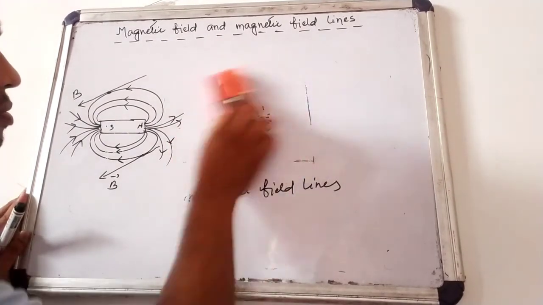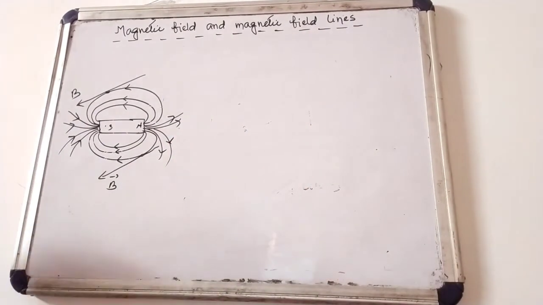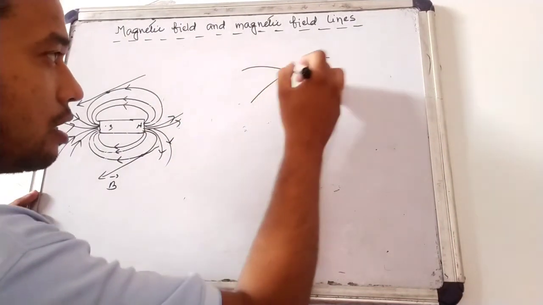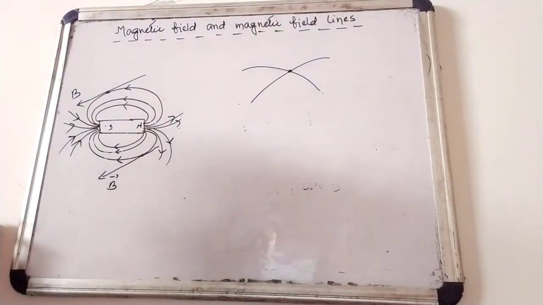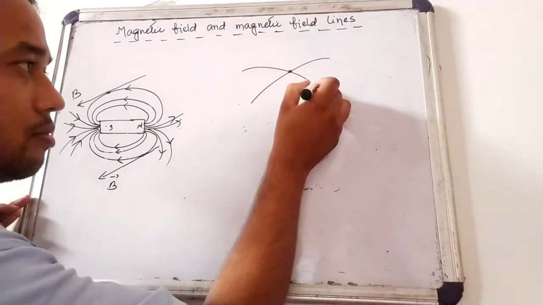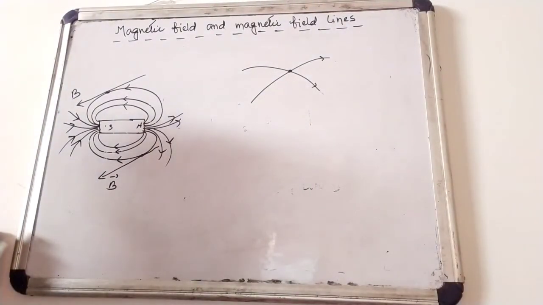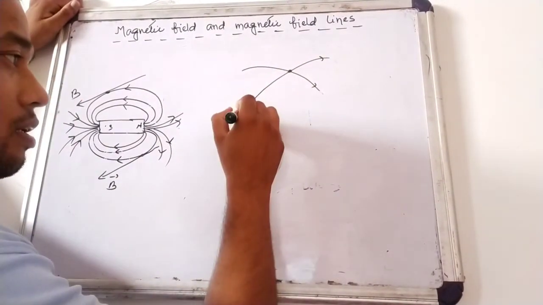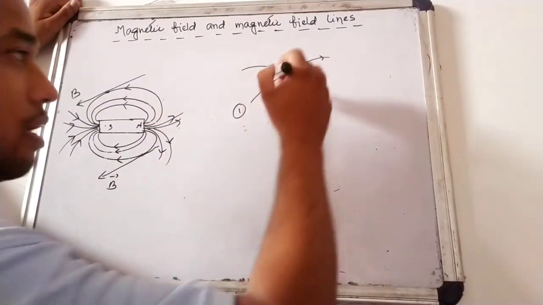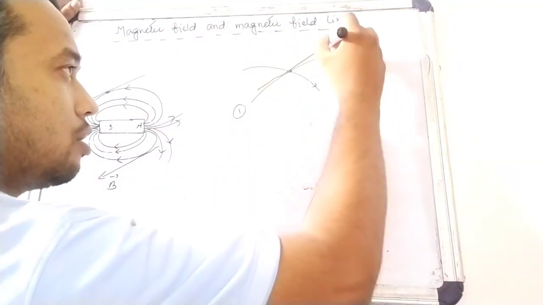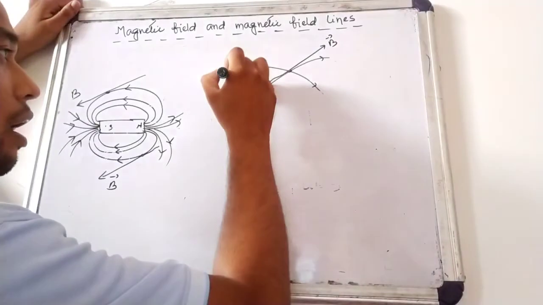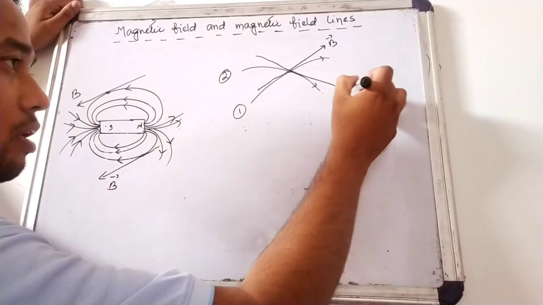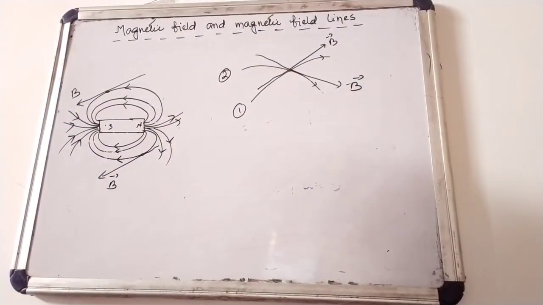Why? Suppose we consider that two field lines intersect at a point. Suppose at this point two field lines intersect. Then according to the first property, if we draw a tangent to field line number one, it will give us the direction of magnetic field along this way. And according to the second field line, if we draw a tangent at this point, it will give us the direction of magnetic field along this way.